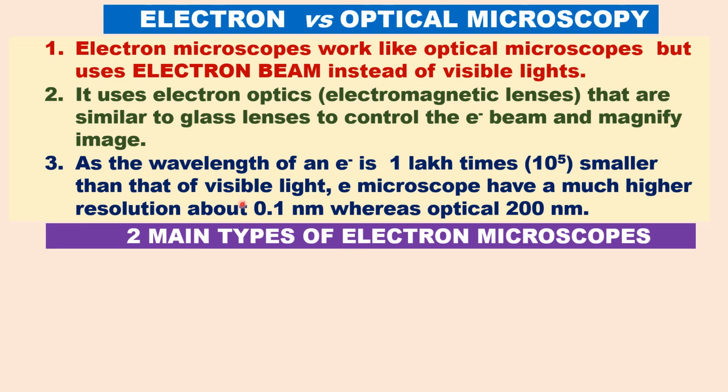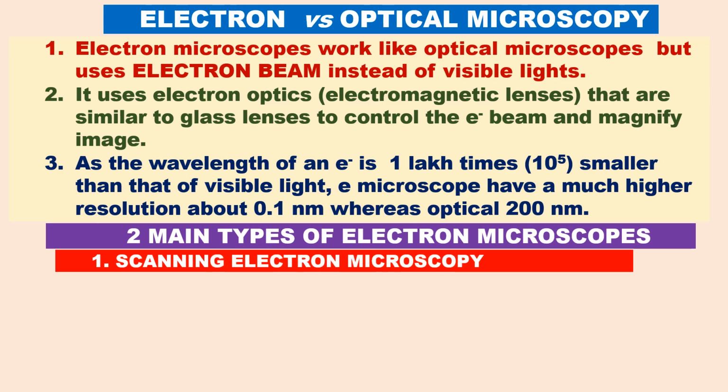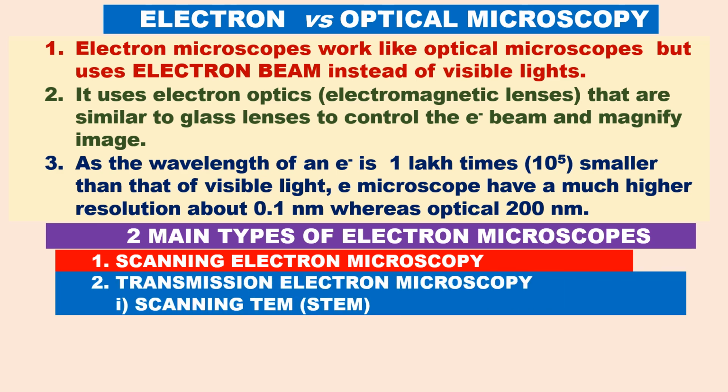Now, what are the different types of electron microscopy? There are two main types. One, scanning electron microscopy, called SEM, and the second one is transmission electron microscopy, TEM. Another type is scanning transmission electron microscopy, STEM, which combines scanning and transmission.